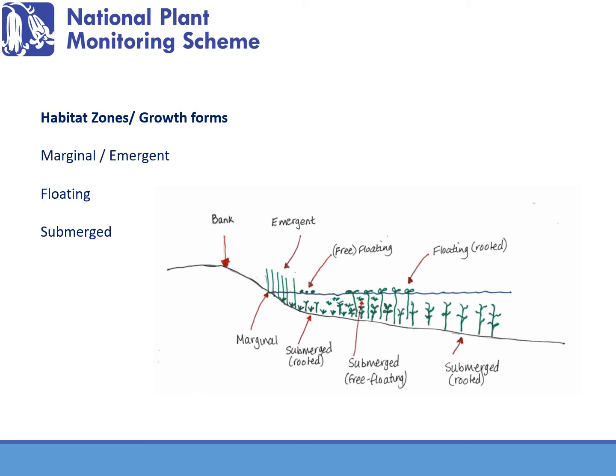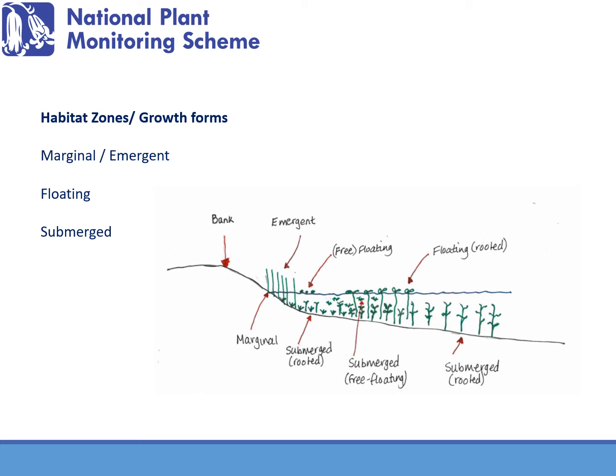Aquatic botanists tend to group water plants into categories depending upon their growth form or the habitat zone which you find them growing within in a water body. These habitat zones are most pronounced in nutrient-rich and nutrient-poor standing water sites, but are also visible in running waters. If we look at my little sketch here, we have the bank on the left-hand side and then increasing water depth as we move towards the right of the picture.